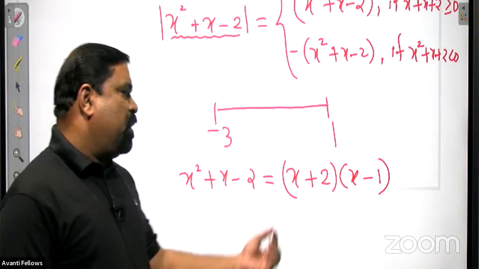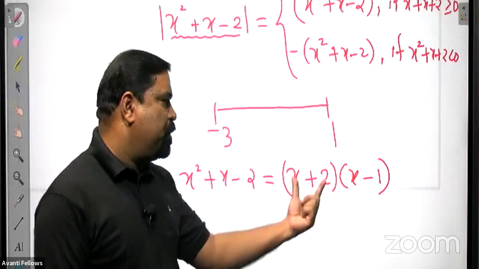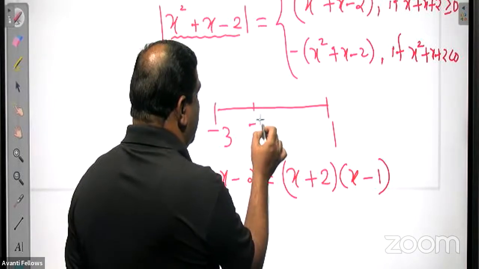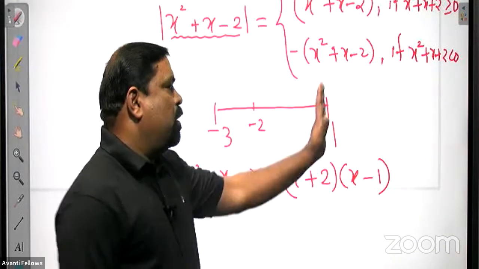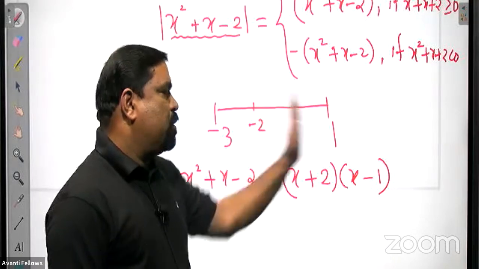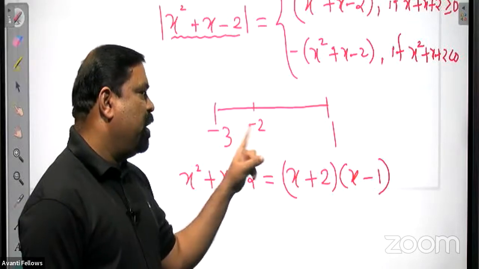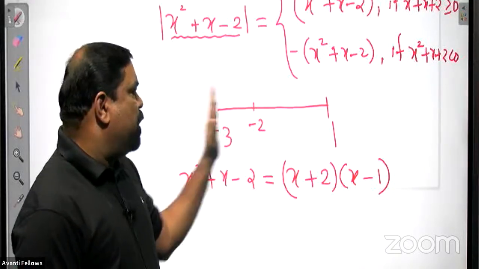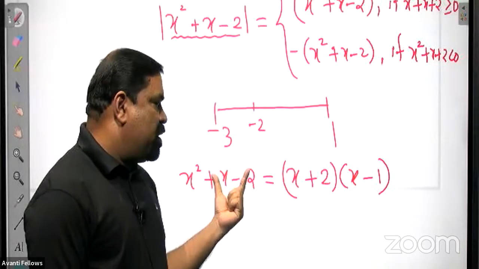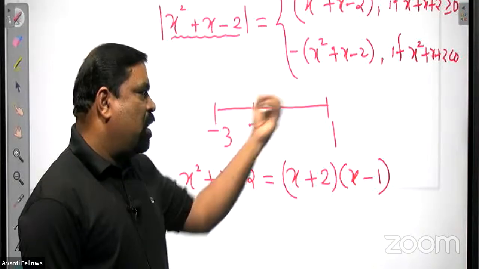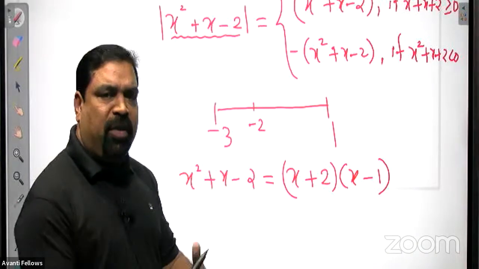The turning happens at x plus 2 equal to 0, which gives minus 2. So one breaking point is minus 2, and another is 1, which is the end point of the interval. 1 is not coming in between, so we can leave that. So the break happens at the point minus 2. That means less than minus 2 and greater than minus 2, the sign of this function in one interval will be negative and in the other part it will be positive. So we have to check where it is positive and where it is negative.